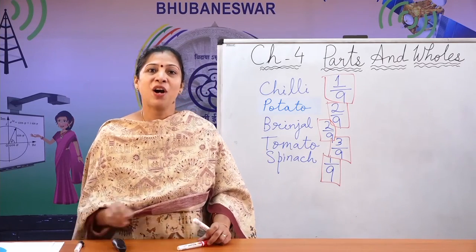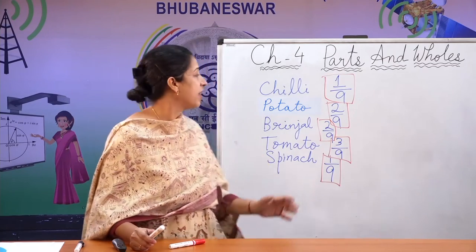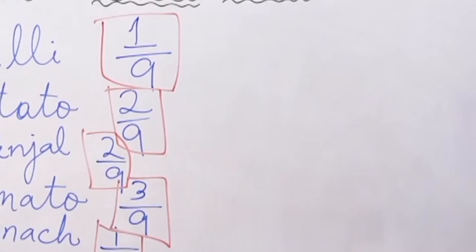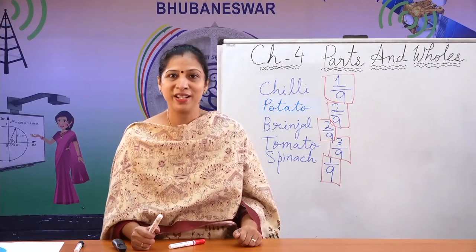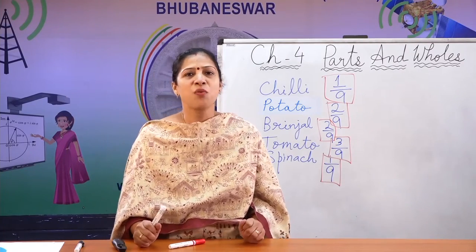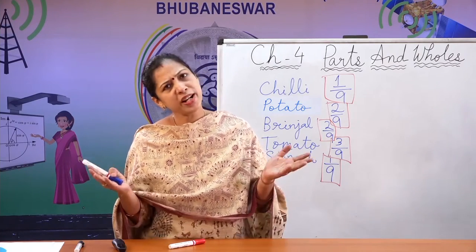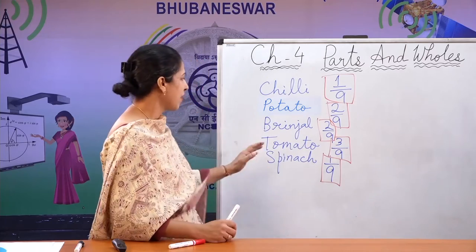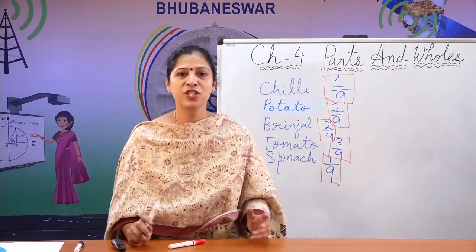Next is, on what part of the field does he grow potatoes? This we have already found out. Potato grows on 2/9 part of the field. Next is, what part of the field is used to grow spinach? You have already found out. It is 1/9 part of the field where spinach is grown.